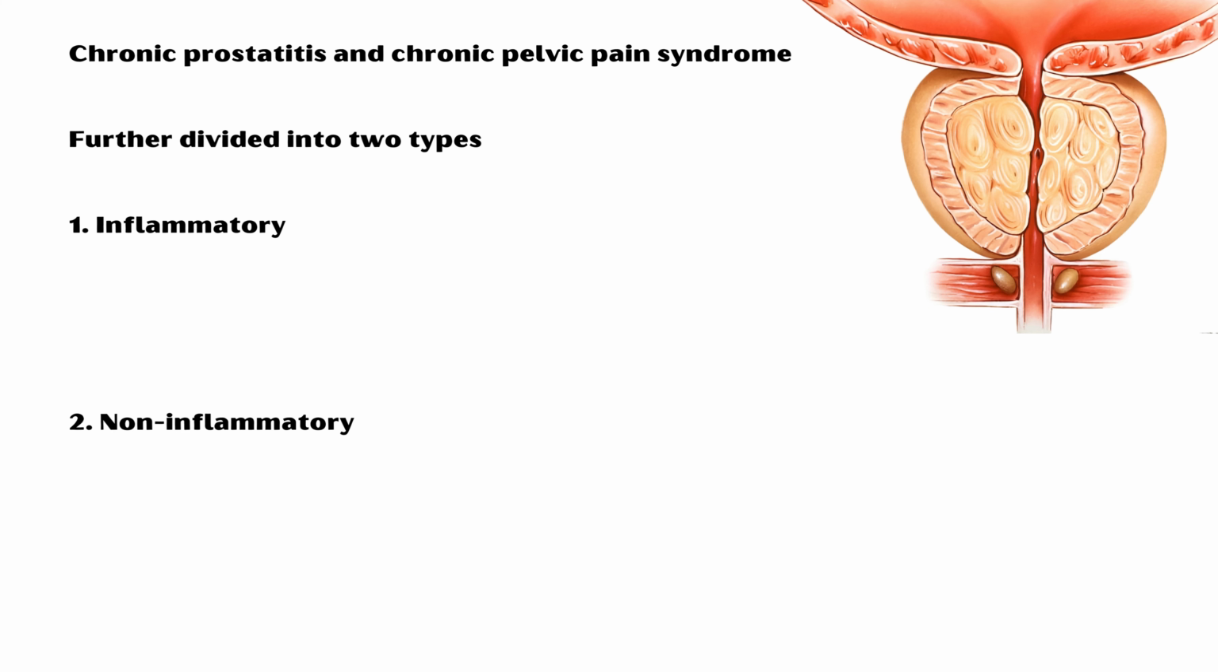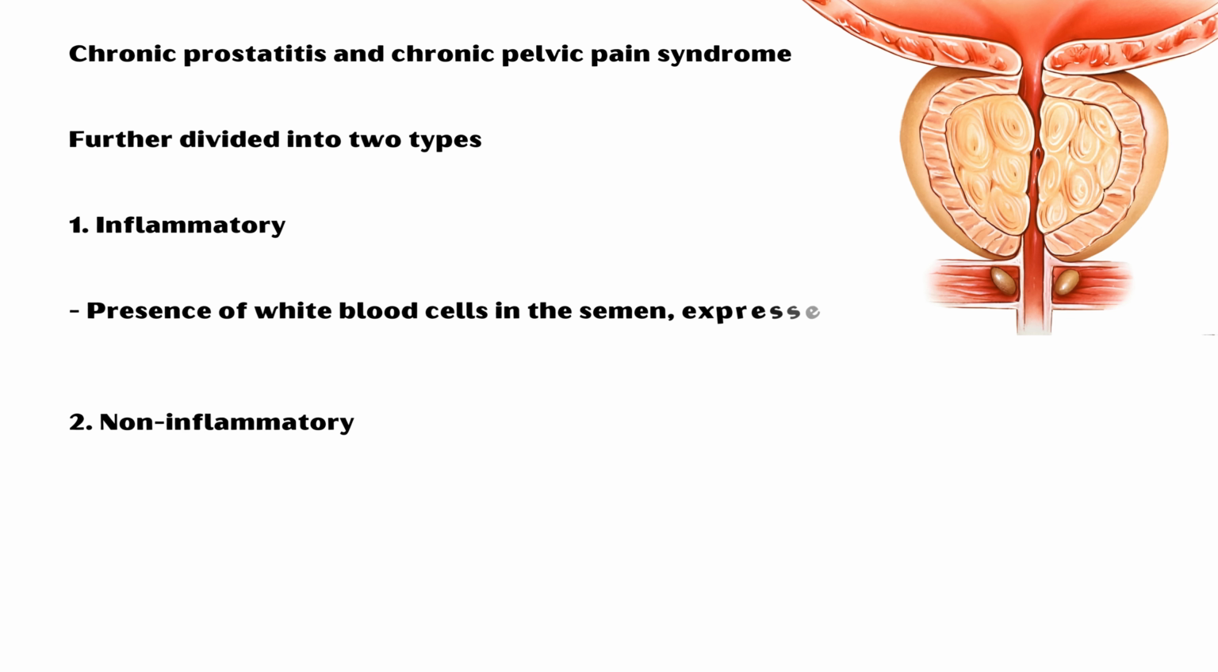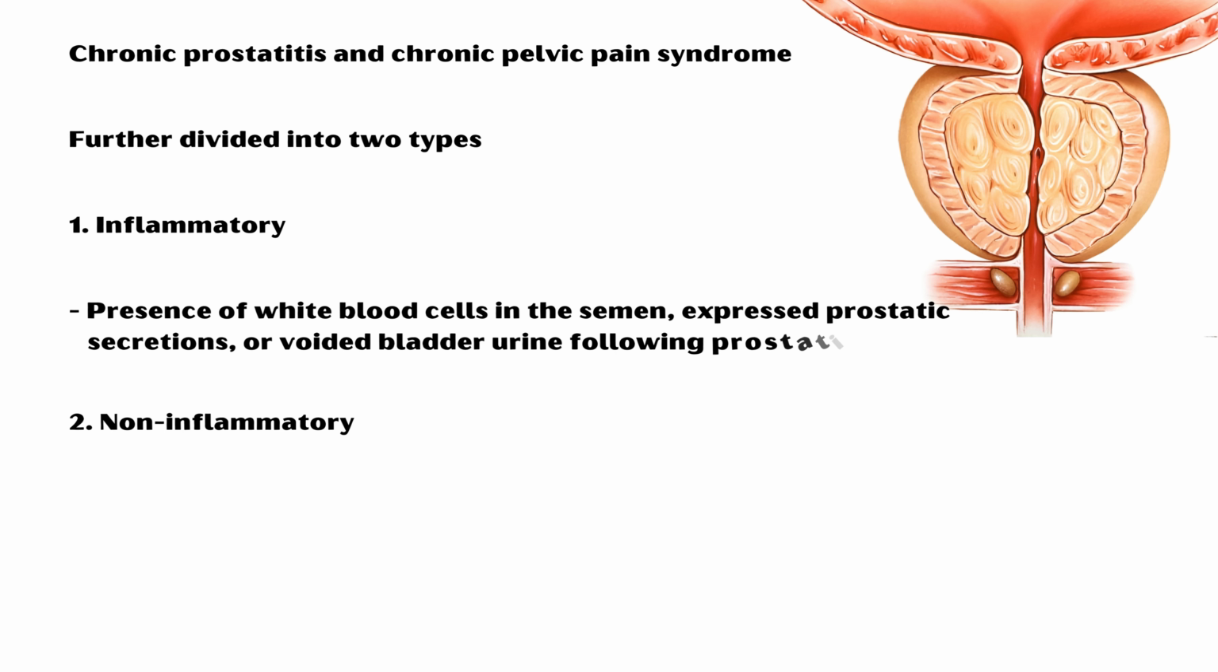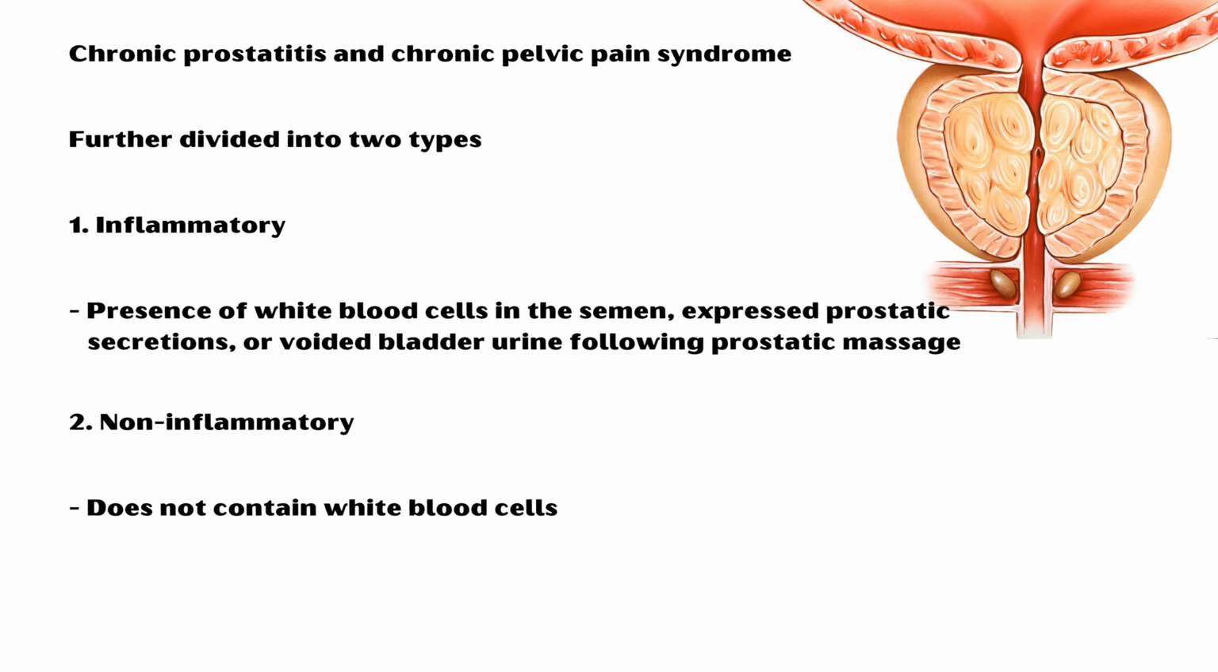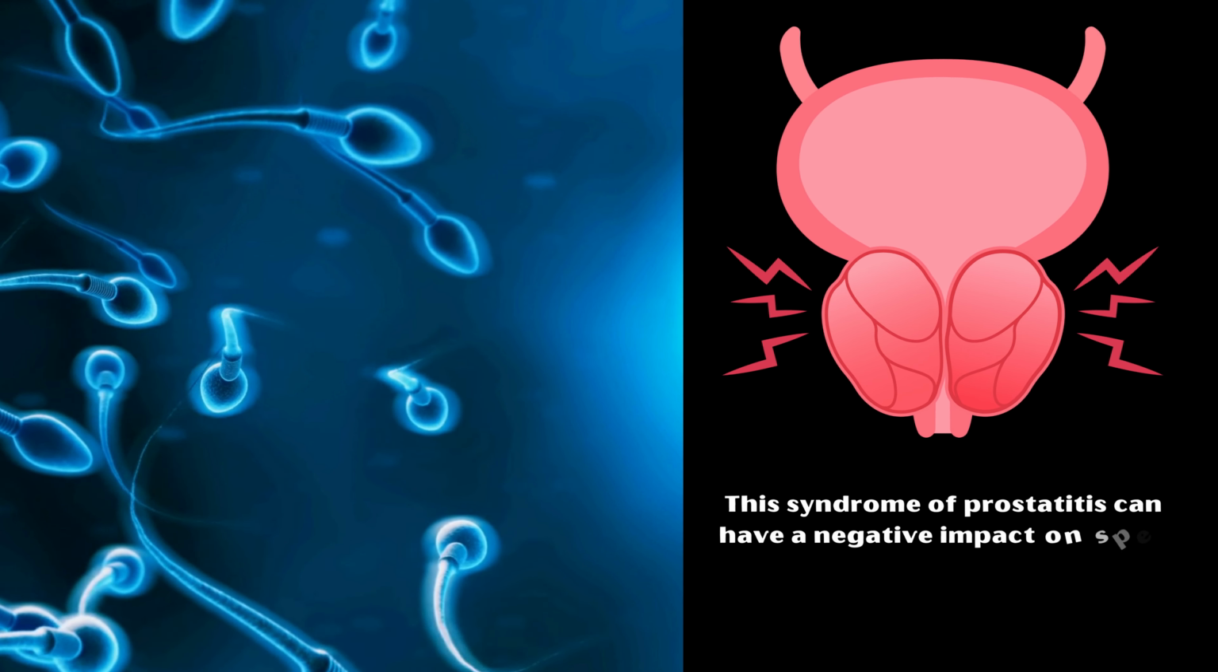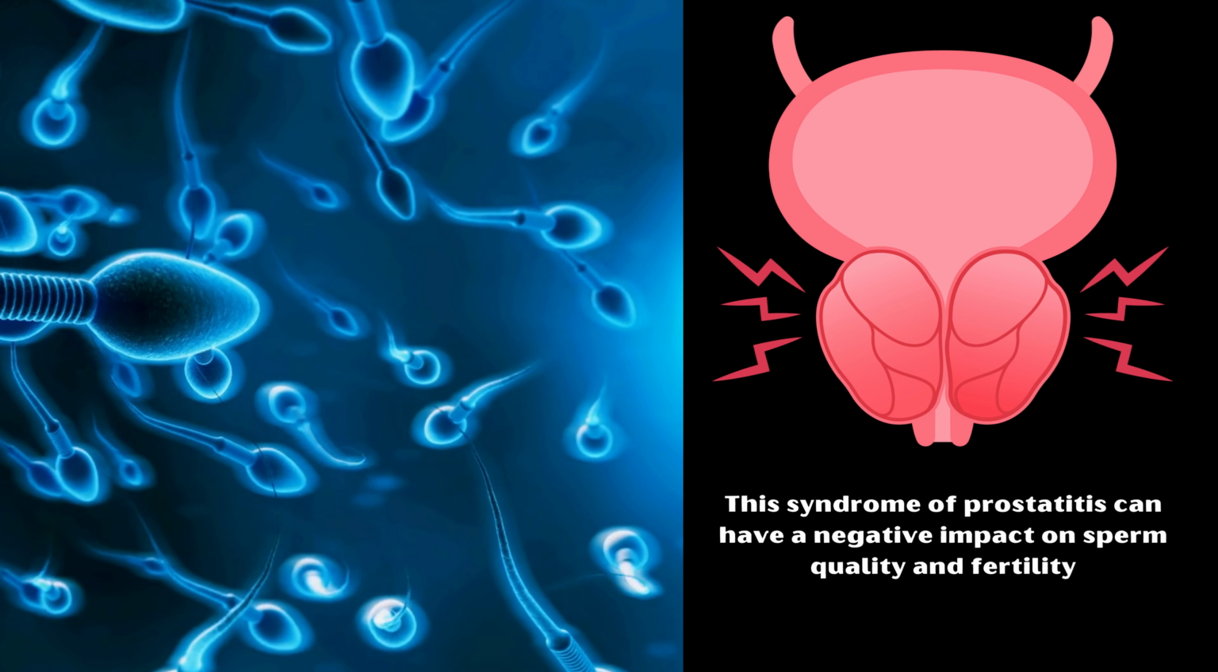Inflammatory type is characterized by the presence of white blood cells in the semen, expressed prostatic secretions, or voided bladder urine following prostatic massage. Non-inflammatory type doesn't contain white blood cells in the above-mentioned fluids. This syndrome of prostatitis can have a negative impact on sperm quality and fertility.